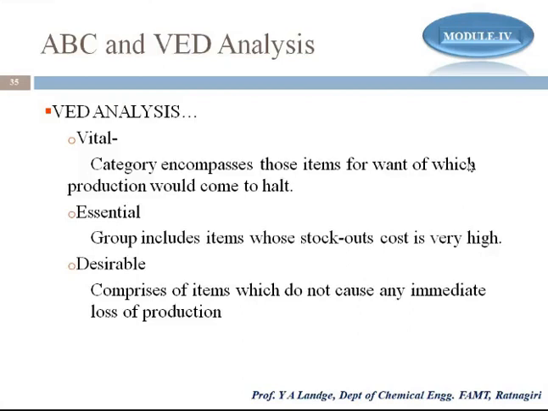And the last is desirable. What is desirable? It comprises items which do not cause any immediate loss of production. In certain cases, we can compromise on things because they are not directly involved in the processes. For example, for a separation step, if you don't separate right away, it's okay. You can wait for a certain time if it is possible. So we categorize items as vital, essential, and desirable.